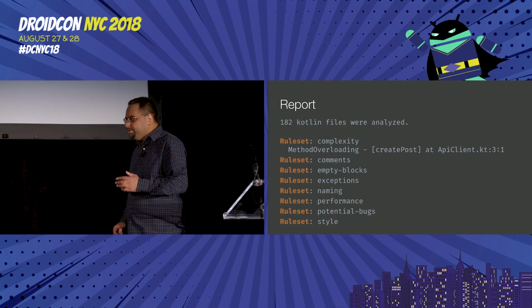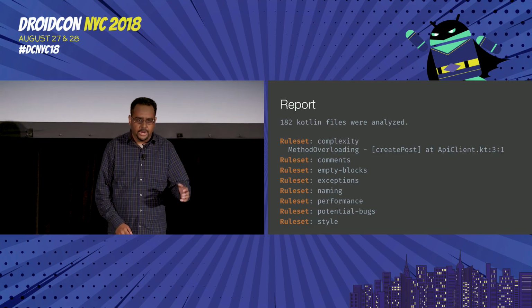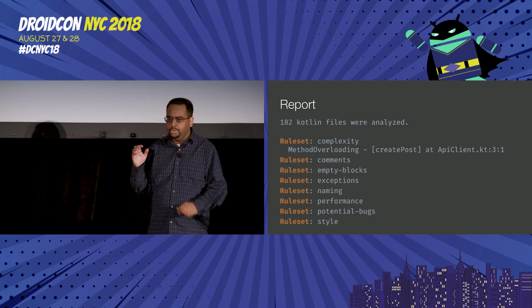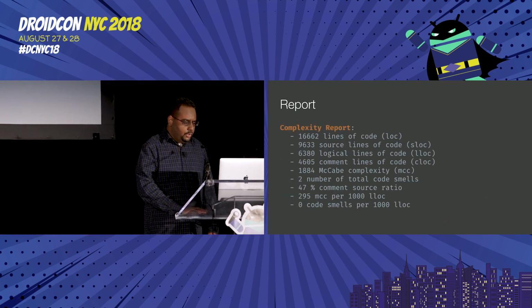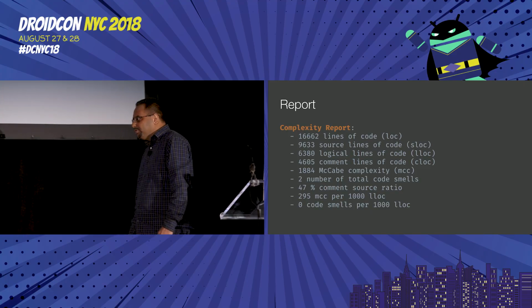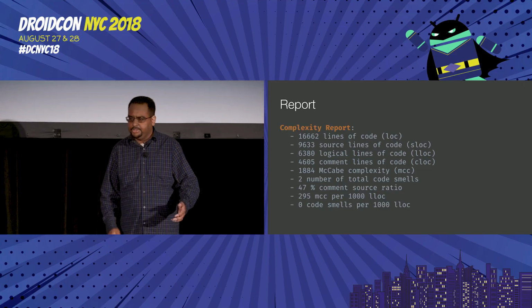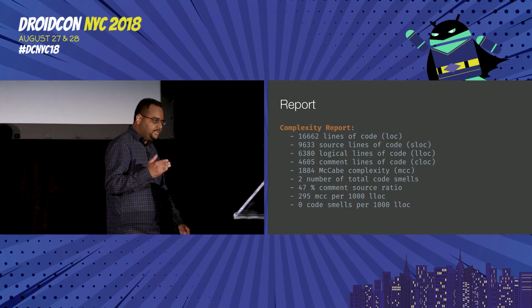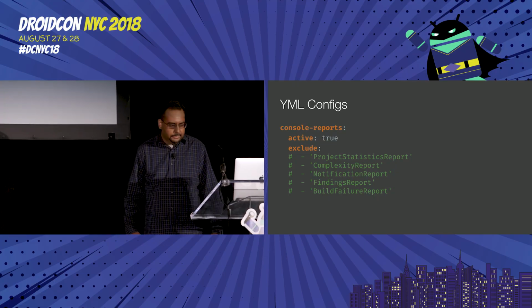This is what the report looks like. The report tells you how many Kotlin files were analyzed and what rules you broke, right? And which rule set they're part of. It's going to tell you the location where you broke that rule. It's also going to give you a complexity report. It compares the amount of documentation you have to the number of lines of code, right? And you can configure the type of statistic that you want. Here are examples of them.